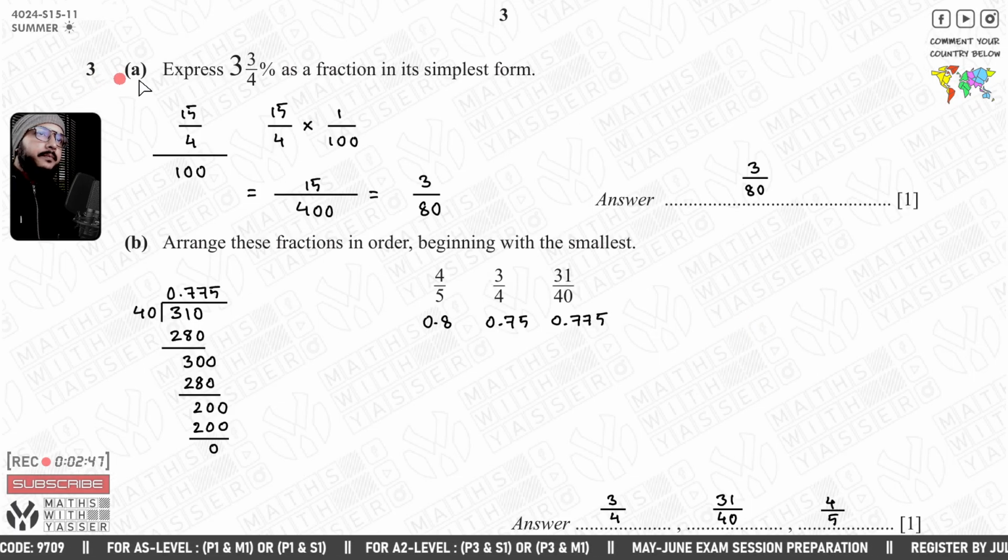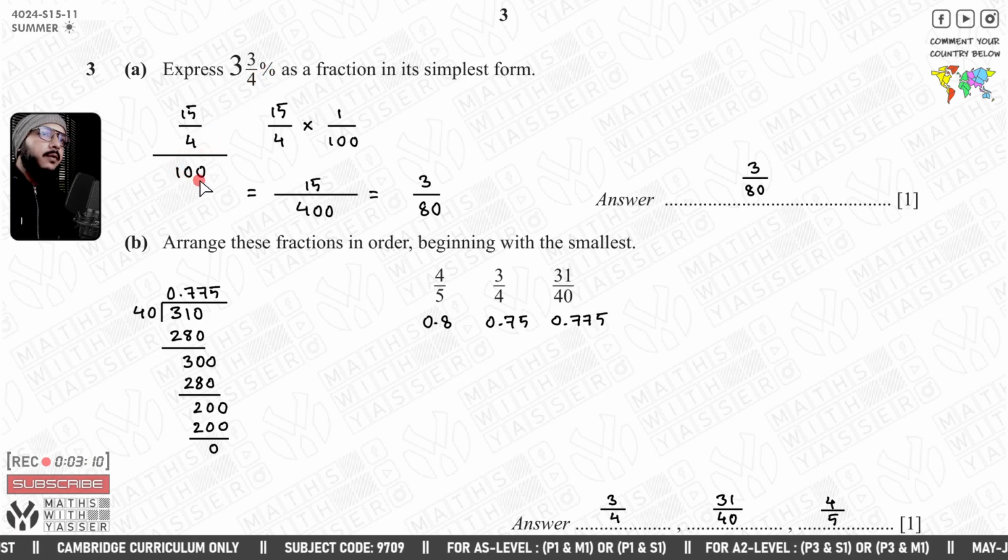Question number 3. Express 3 by 4 as a fraction in its simplest form. So let's first convert this mixed fraction to improper fraction. So 4 3s are 12 plus 3 is 15, so it will be 15 over 4. And since it's in percentage, to have it in decimals, we need to divide it by 100. Or we can say 15 over 4 times the reciprocal of 100, which is 1 over 100.